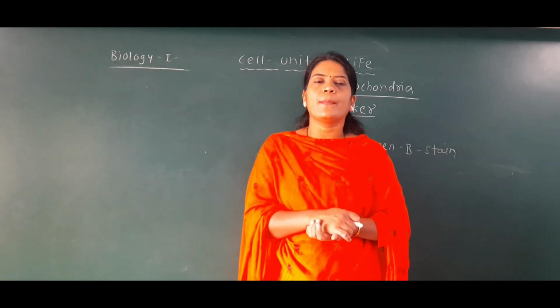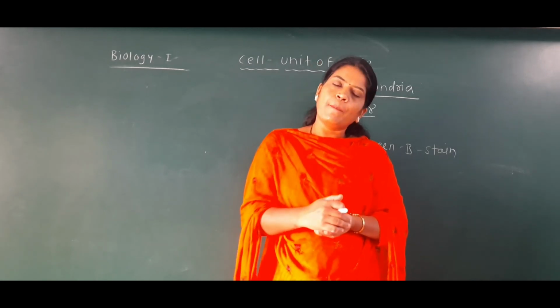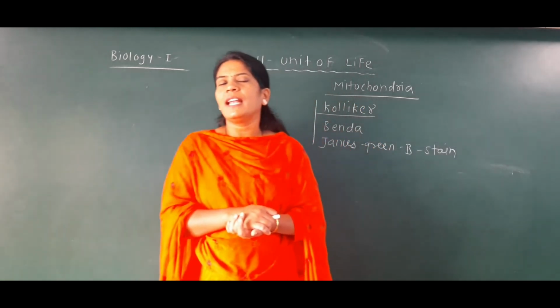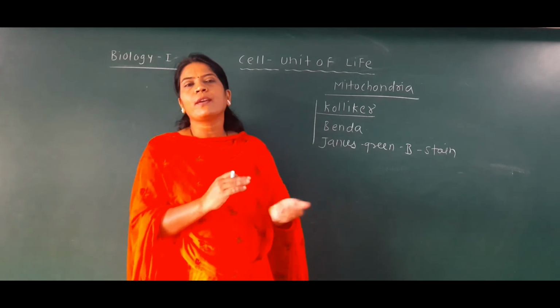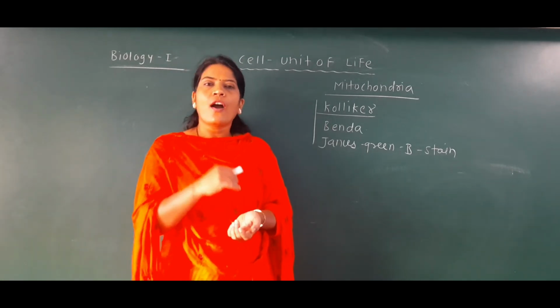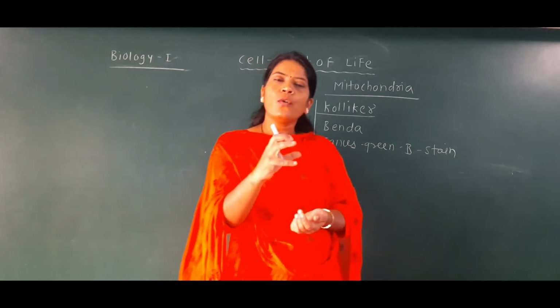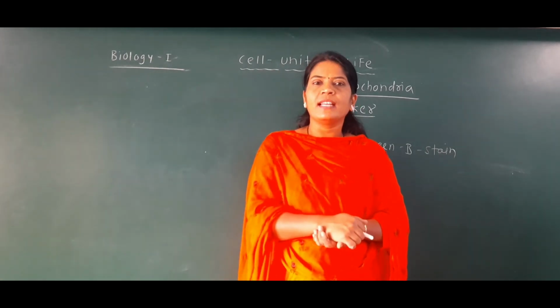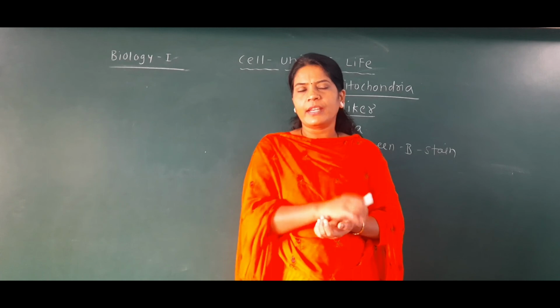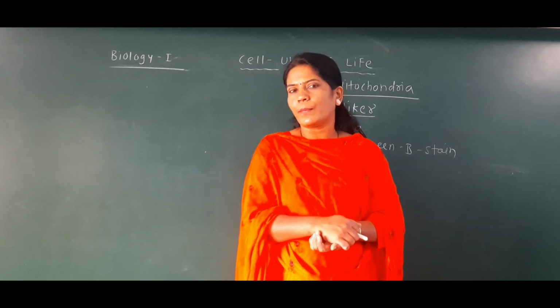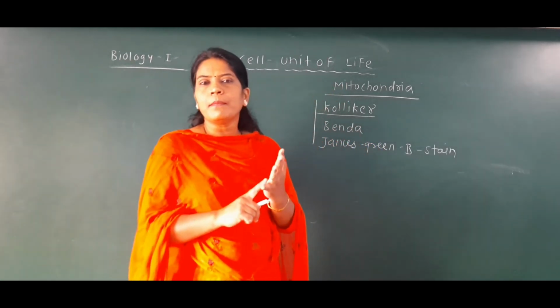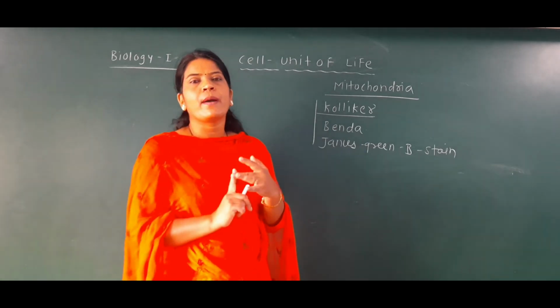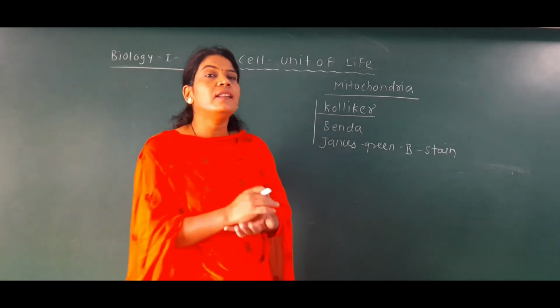It is variable. Why? Because again the physiological activity of the cell defines how many mitochondria will be there, how much, or what its form or its shape will be. That all will be determined by the physiological activity of that cell. So number, size and shape of the mitochondria is variable.